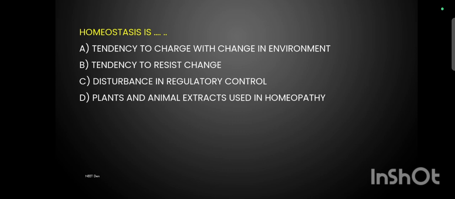Homeostasis is A, tendency to change with change in environment, B, tendency to resist change with change in environment, C, disturbance in regulatory control, D, plants and animal extracts used in homeopathy. The answer is B, that is tendency to resist change with change in environment. This homeostasis is an important part of internal organization of the body, in which many organisms resist change inside the body with change in the environment. This is called as homeostasis. This is a new information.